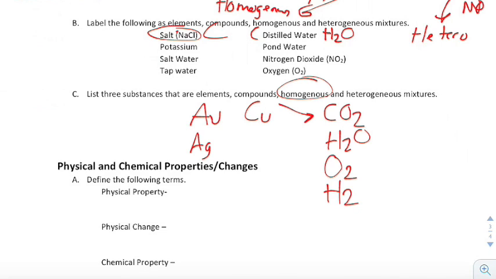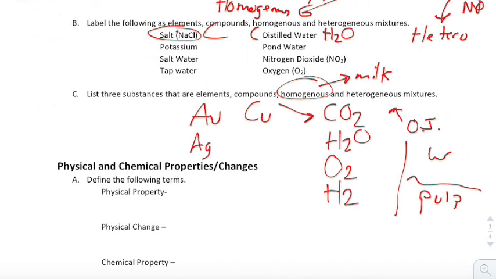A homogeneous mixture is going to be something along the lines of, it's the same everywhere. The one I like to give is generally milk, because when you take a sample at the bottom and the top, it is going to be the same. And a heterogeneous mixture, I like to say orange juice, because orange juice tends to settle, or you have pulp at the bottom and you have water at the top.